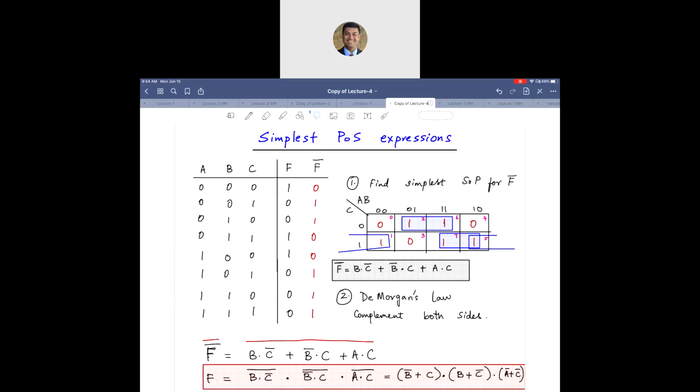So I started out with some F. I wrote F complement here. Then my first step was to find the simplest sum of products expression for F complement. So I filled out the K-map for F complement, combined the ones because SOP, and I wrote an expression, simplest SOP for F complement. Then I applied De Morgan's law. So I complemented both sides. When I double complemented the left hand side, it became F. And I got on the right hand side, by application of De Morgan's law, a simplest product of sums expression.